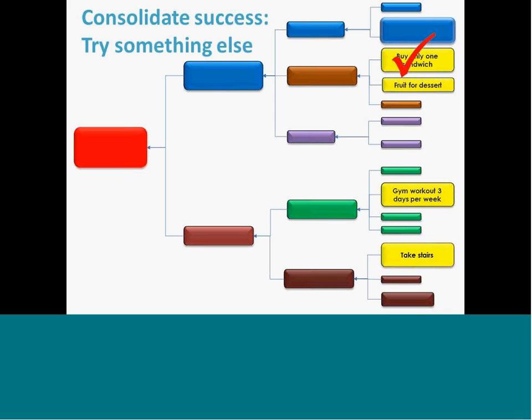So fortunately, buying only one sandwich instead of two, well, that works and weights come off. But actually, what about instead of a yogurt fruit for dessert or something like that? So you build on top of success, okay? So kind of continual improvement.